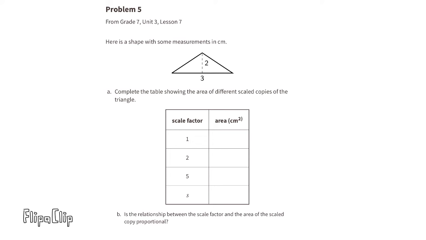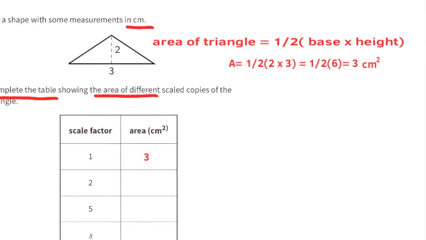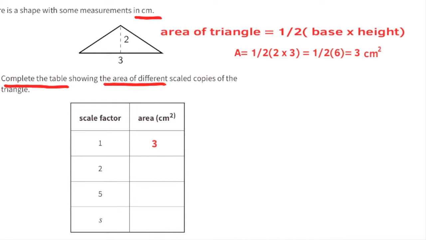Here's a shape with some measurements in centimeters. A. Complete the table showing the area of different scaled copies of the triangle. The formula for finding the area of a triangle is half of the base times the height. It's also half of the height times the base. For example, the area of this triangle would be half of 2 times 3. Since 2 times 3 is 6 and half of 6 is 3, the area of this triangle is 3 centimeters squared.